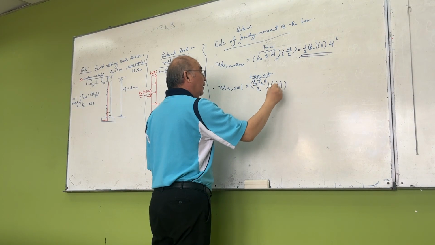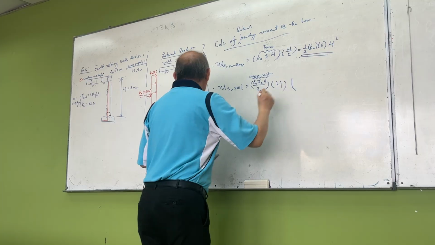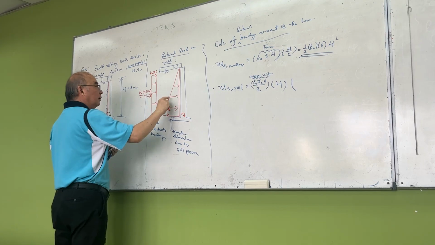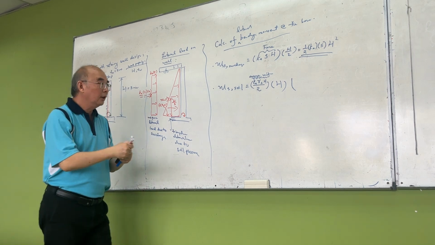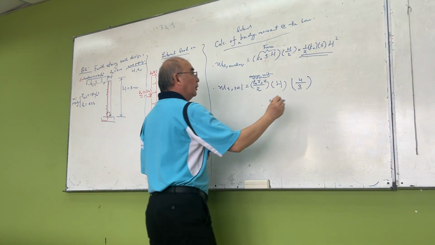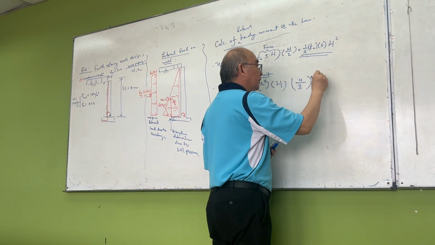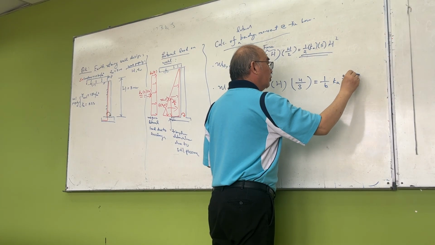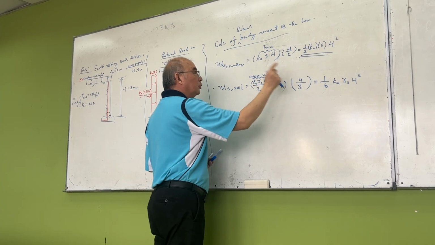So the pressure multiplied by the H will give me the force, right? Okay, and this force is acting from here at 1/3 of H, right? So here multiplied by 1/3 of H, and that will give me, 2 times 3 is 6, so 1/6 of Ka gamma S H cubed.